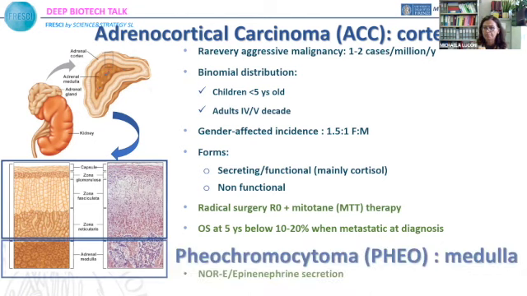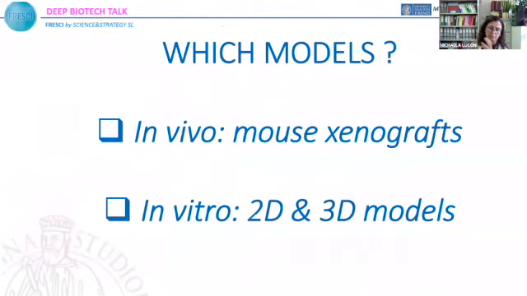And conversely, the pheochromocytoma, which is the cancer affecting the medullary part, is often benign and secretes catecholamines, so norepinephrine and epinephrine. But my talk today is more focused on the mechanisms and on the models that can be used to study, in particular, the adrenocortical carcinoma, which is the main focus of my group.